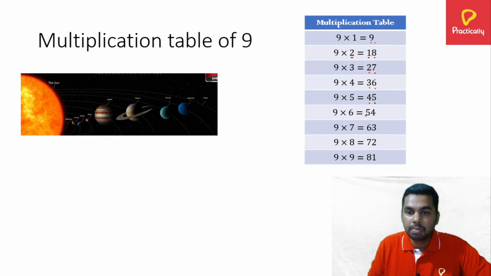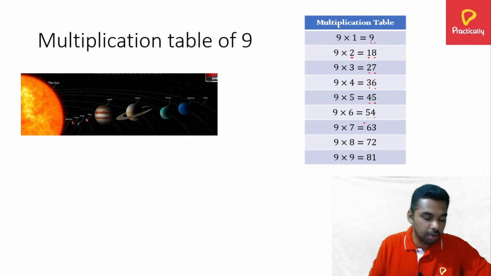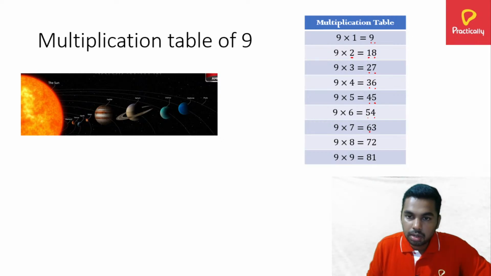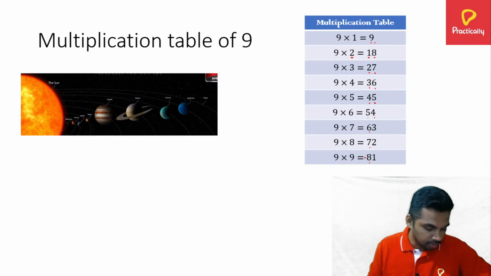For 9 multiplied by 6, it is 6 minus 1, which is 5. And the next part is 4, because 4 plus 5 is 9. Similarly, 6 and 3, 7 and 2, 8 and 1. Good.